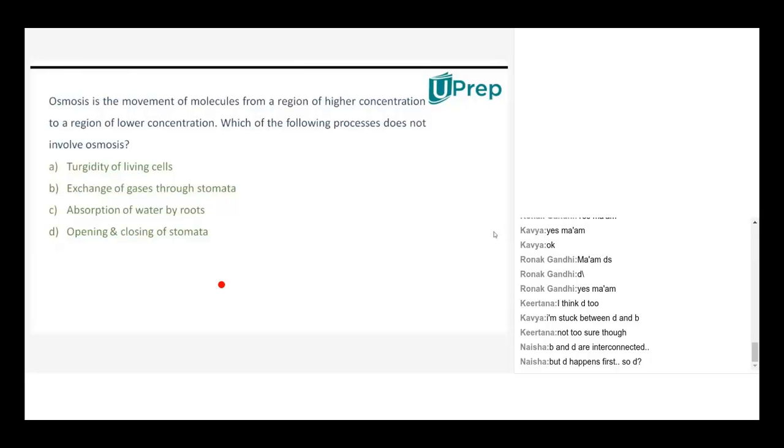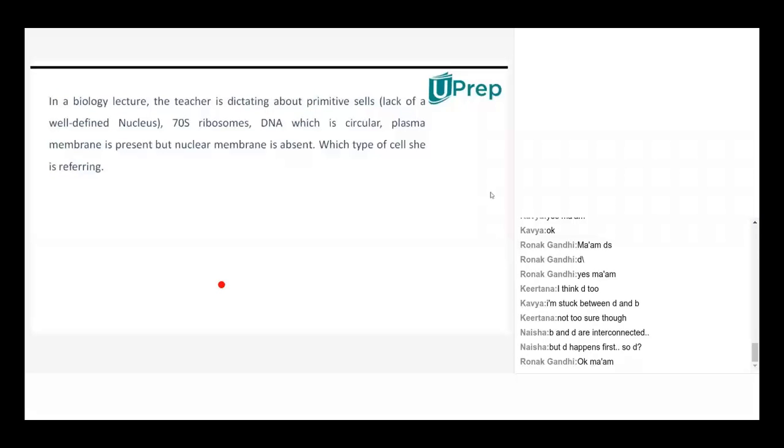But we have to justify the answer, so I'm giving the explanation part on that. Exchange of gases through stomata occurs because of the difference in turgor pressure. That's the point to be noted. Turgor pressure is raised because of the guard cell structure. The stomata is a pore around which guard cells will be there. Those guard cells' structural difference will create a turgor pressure, which helps in the exchange of gases. I'm giving you only 30 seconds to answer this question.